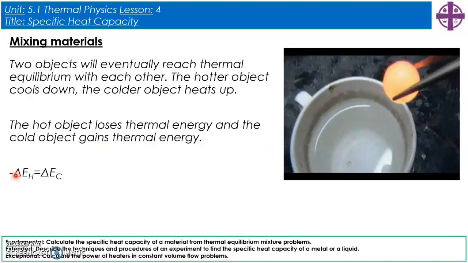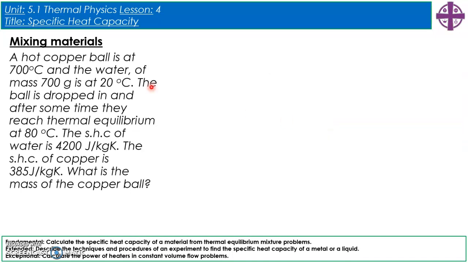And we can think of it as the change in energy of the hot object is equal to the negative of the change in energy of the cold object. The energy this loses is equal to the energy this gains. So let's have a look at this as a question now. In that example, I've got a hot copper ball, and that hot copper ball is 700 degrees Celsius. The water has got a mass of 700 grams, and the water is at 20 degrees Celsius. So you can see the copper ball is much hotter. The ball is dropped in, and after some time, they reach thermal equilibrium at 80 degrees Celsius.